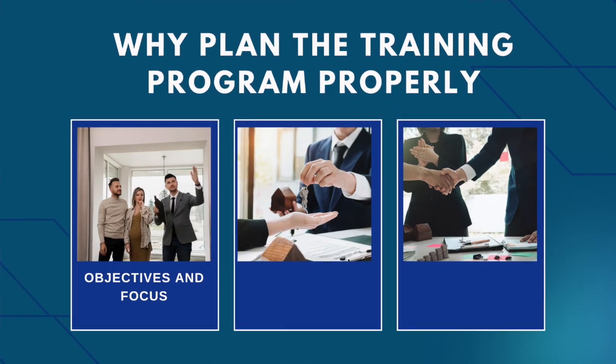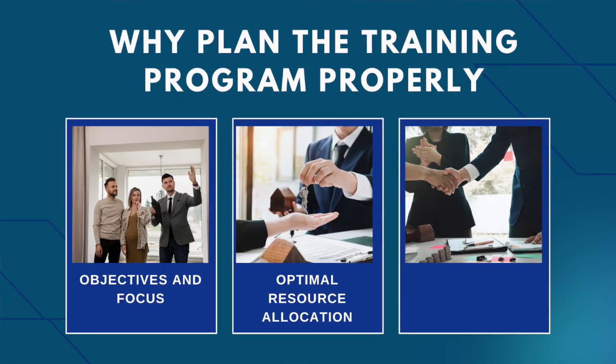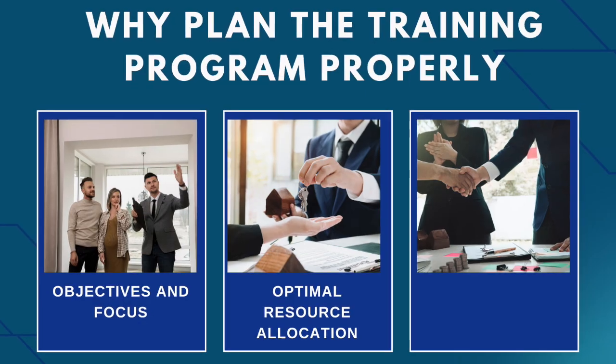Very important. Again, just to give a quick rundown of the reason why we have to plan the training properly: number one, so that we will have a clear objective. And if we have a clear objective, then we will have a clear focus. And of course, that should be aligned with the organizational goals. After all, this is why you're doing this, to help achieve organizational goals. Number two is to enable the optimal resource allocation. Now, this includes your budget, your time, personnel, materials, facilities, and even technology that you'll be using.